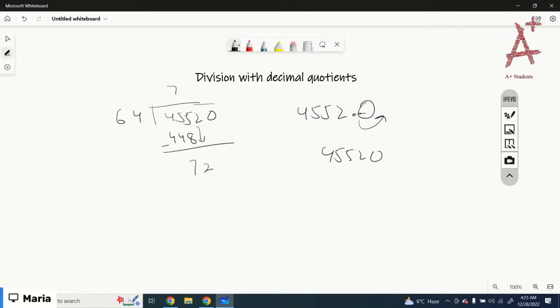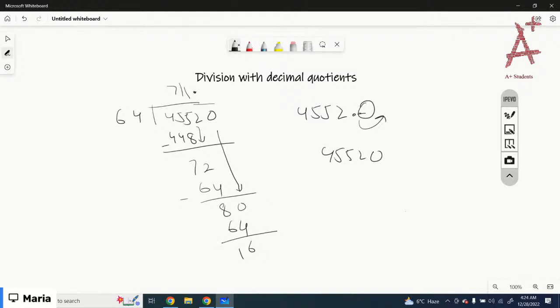Bring the next digit down. 64 times 1 is 64. So 72 subtract 64 is 8. Now bring the next digit down. So we can go for 64 times 1 is 64 and you are left with 16.